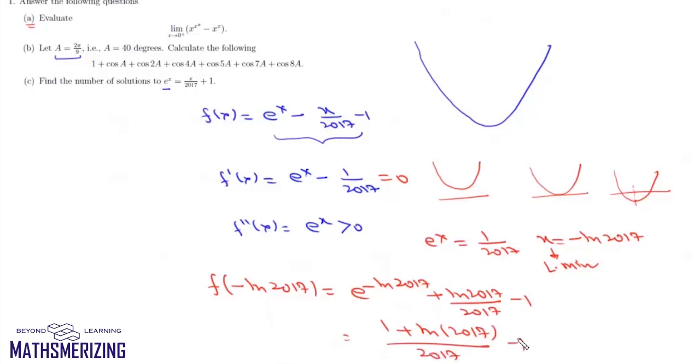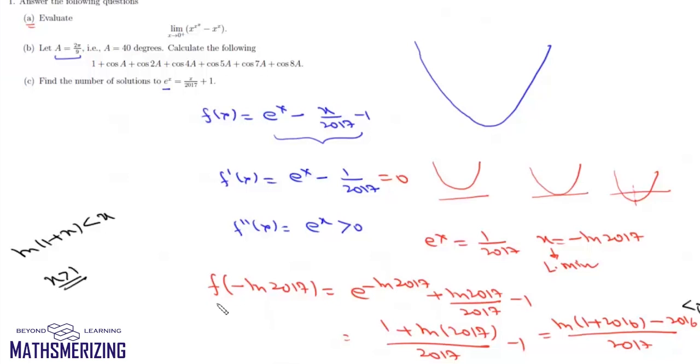So we can write this as log(1 + 2016) minus 2016/2017. Now we know that log(1 + x) is less than x whenever x is greater than 1 (i.e., x > 0). So in that case, this expression will be less than 0. So that means this function takes a negative value. And when the function takes a negative value, it will intersect the x-axis at 2 points. So the number of solutions to this equation is 2.